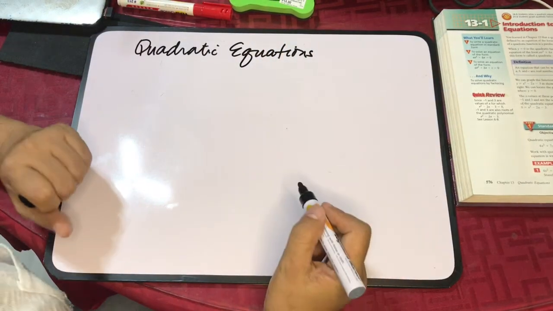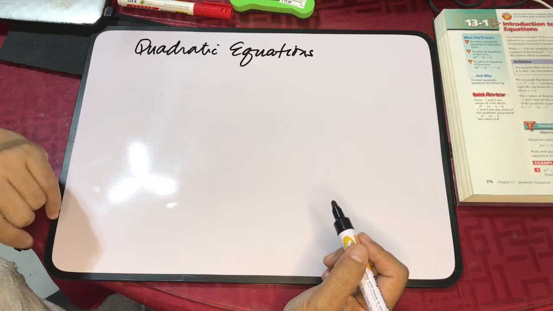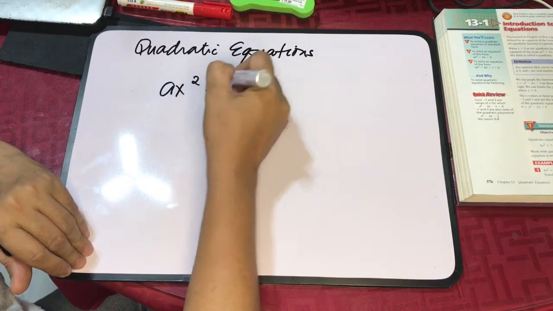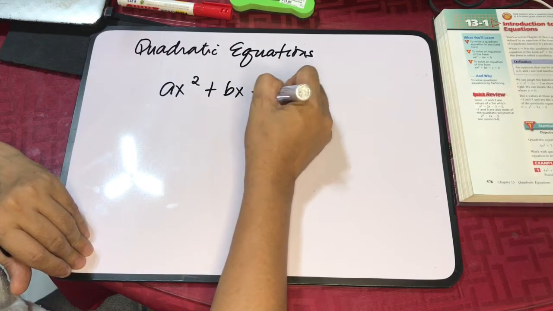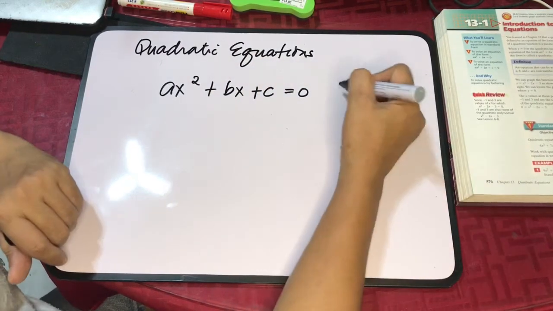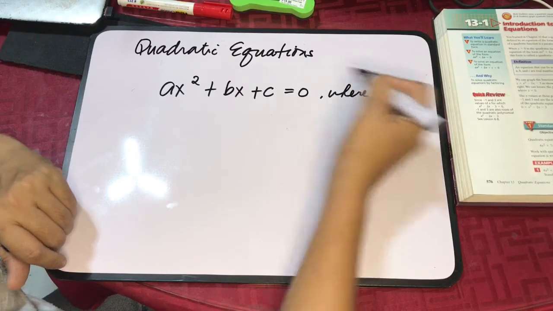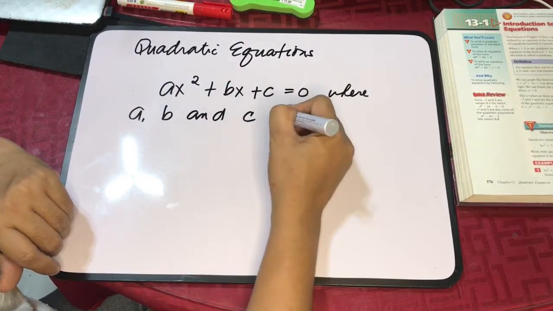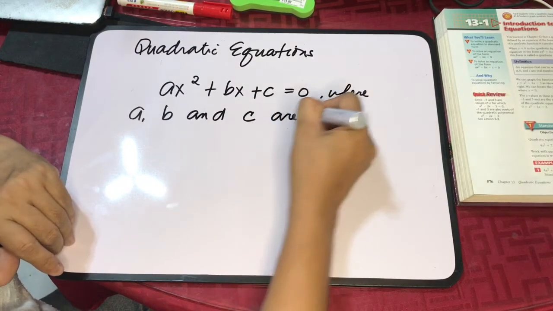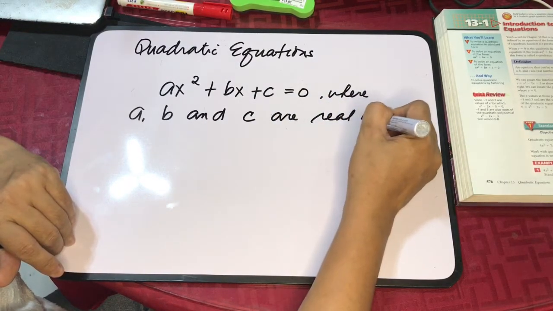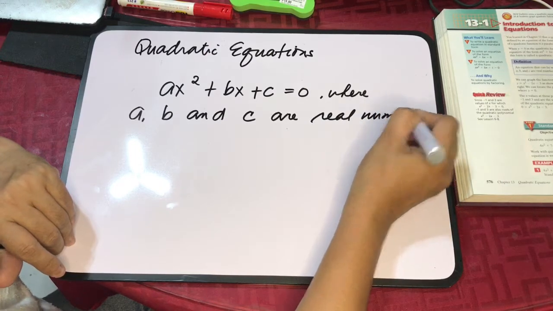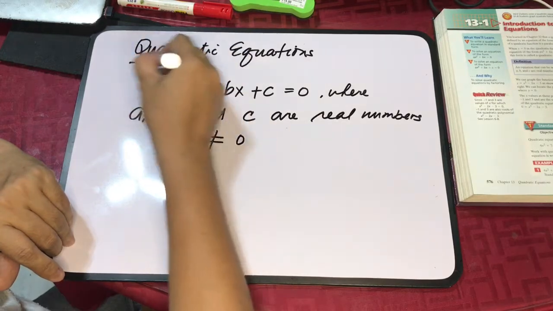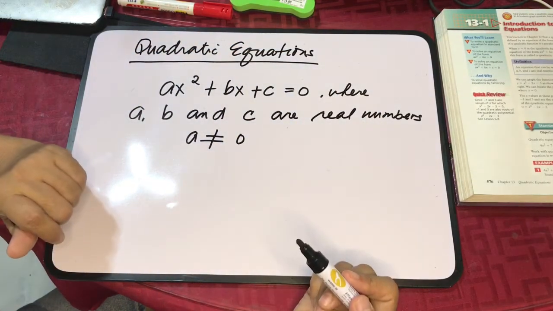Now, what are quadratic equations? An equation that can be written in the form of ax squared plus bx plus c equals 0, where a, b, and c are real numbers and a is not equal to 0 is a quadratic equation.